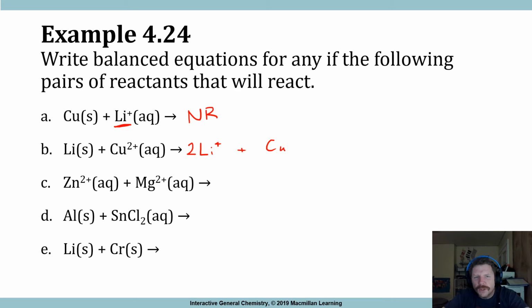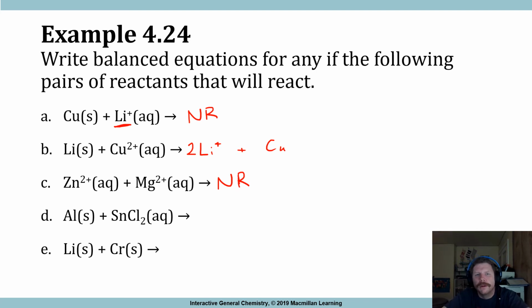Okay, the next one, zinc ions and magnesium ions. This is all about which one will give up electrons and which one will accept electrons in order to become a neutral solid. Neither of these can give up electrons because they've both already been oxidized. They both lost electrons. So no reaction is going to take place there.